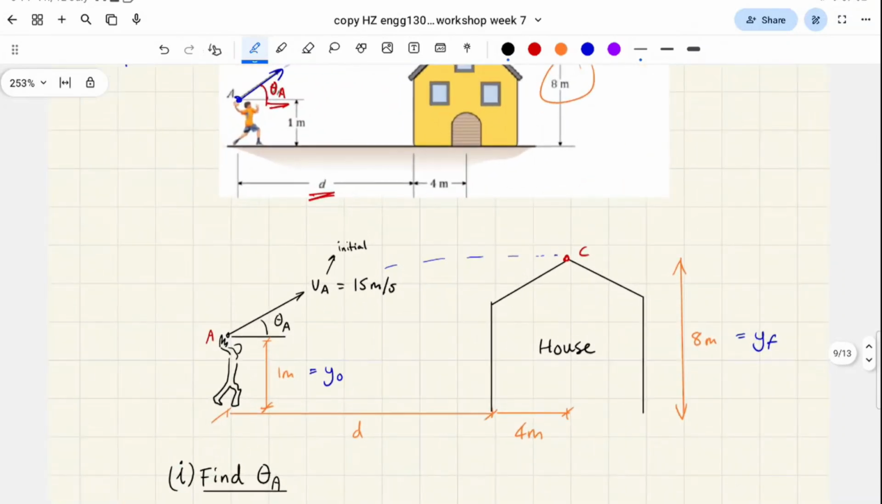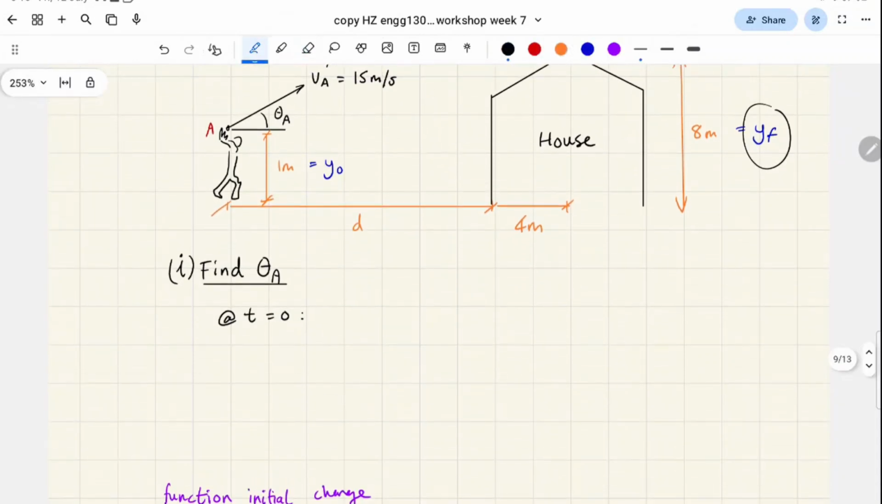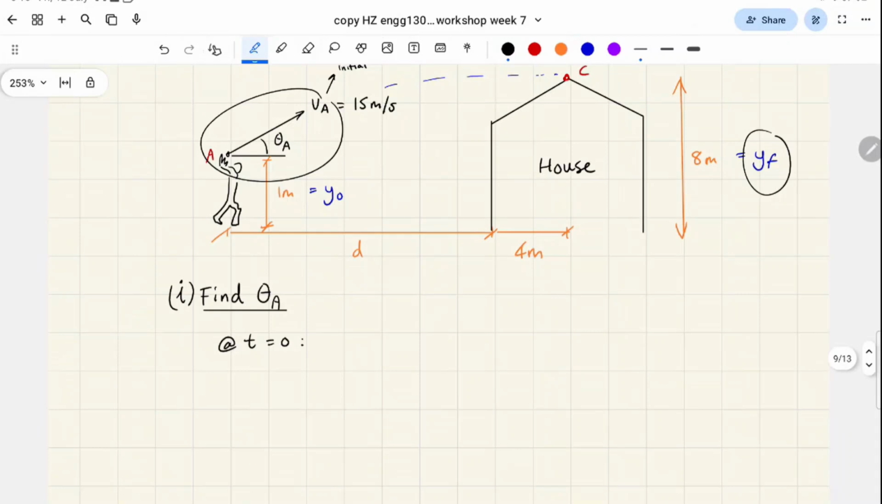So this is the redrawn diagram. I've called this y final. y final is 8 meters from the ground, so that's the tip of the house. And I've called this yo, the starting height. The datum that I've chosen, which is just a reference point, is the ground. Okay, so we need to find an expression for theta a. At time equals 0, we can always split our diagonal into its components first.